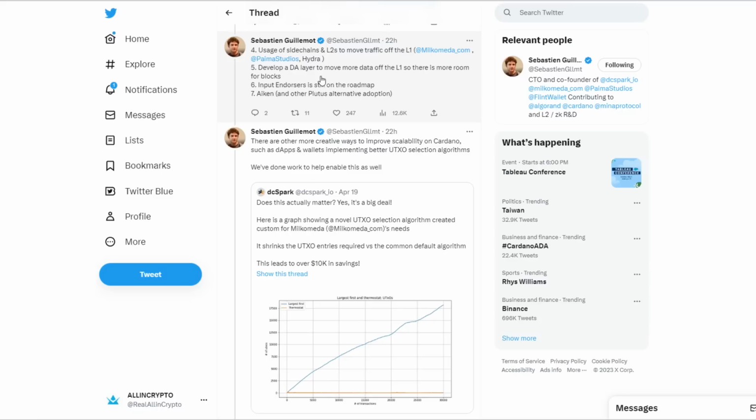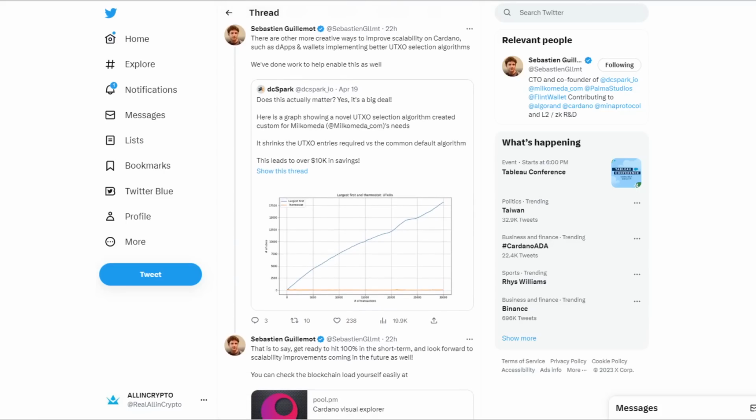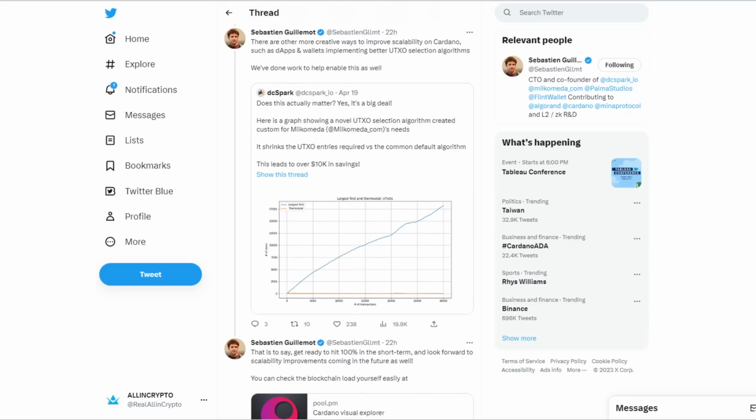Develop a DA layer to move more data off the layer one, so there is more room for blocks. Input endorsers is still on the roadmap. Icon and other Plutus alternative adoptions. So we looked at Icon again. We've also looked at Epsom language and what Imperterlang was doing. You know, these are really impressive things.